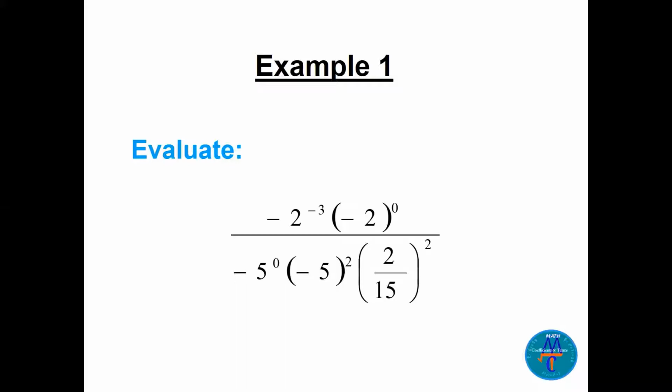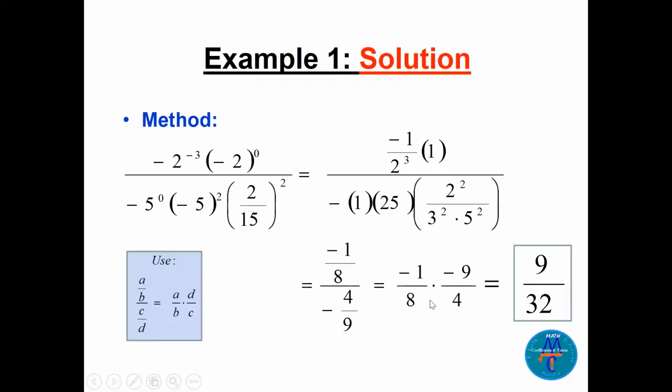Let's go together and see. Now be careful about the minus here. See, this minus is not in the base, because there is no bracket. Here we have a bracket. Here we don't have a bracket with this minus. Here we have a bracket. And here we have 2 divided by 15 all squared. Now, let's see the answer, 9 over 32. Anyone get this answer? 9 over 32.